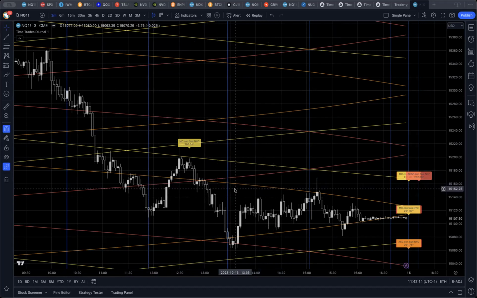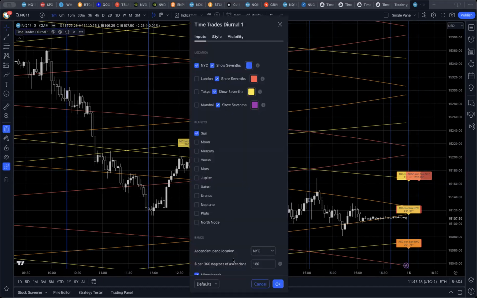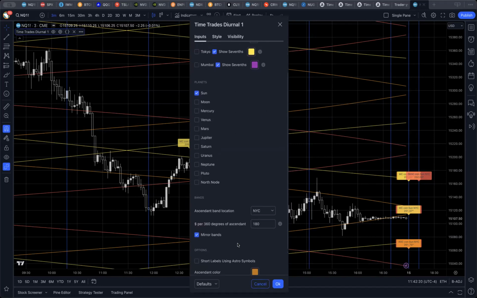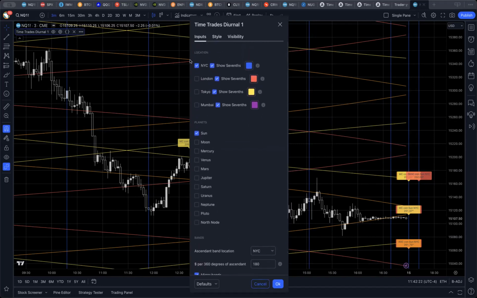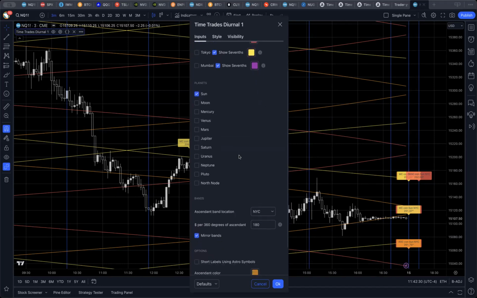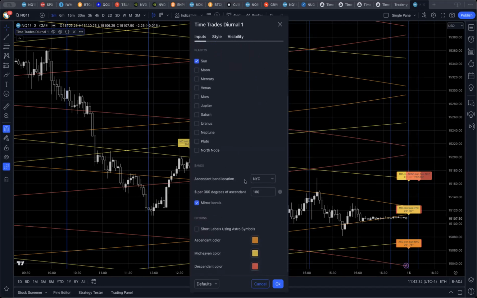So if we take a look at the diurnal script here, and this is something that's part of the Time Trades service, this allows us to visualize the diurnal motion centered around the New York City location. We can show the sun as it passes overhead. And we also have some new options here, and this is what I just added, and this is the ascendant bands and then how to map that to price.